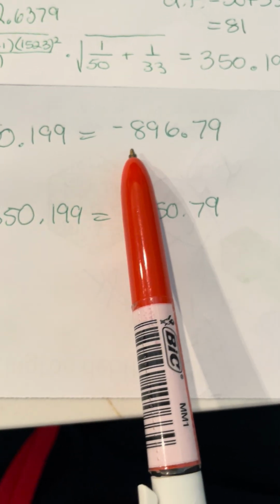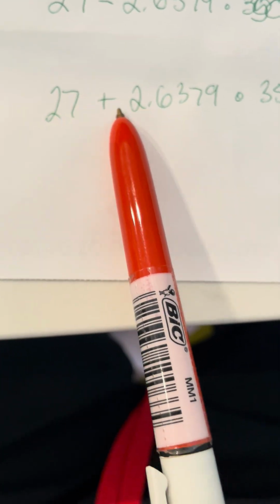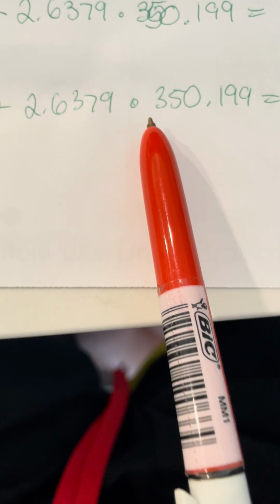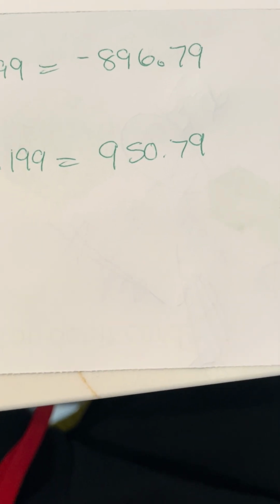We get negative 896.79. And then we have 27 plus 2.6379 times 350.199, which gets us 950.79.